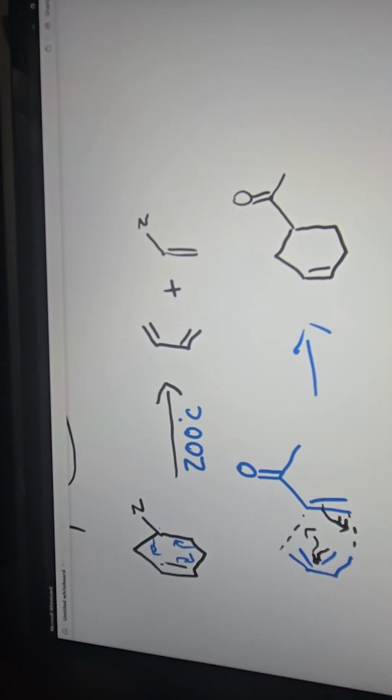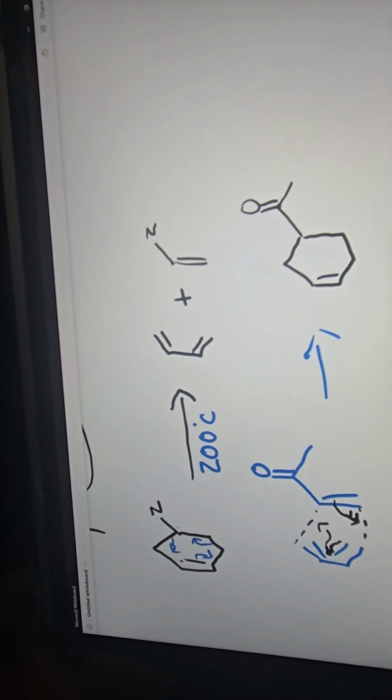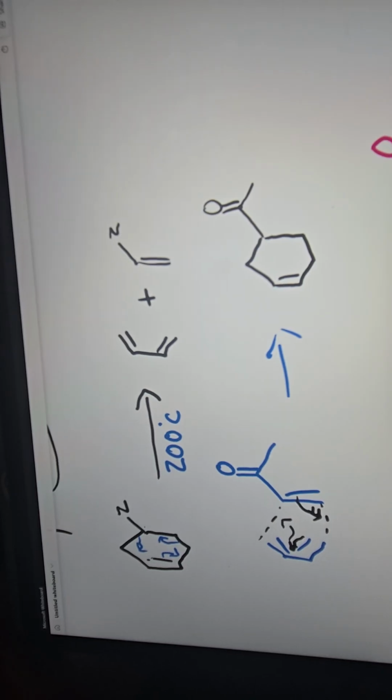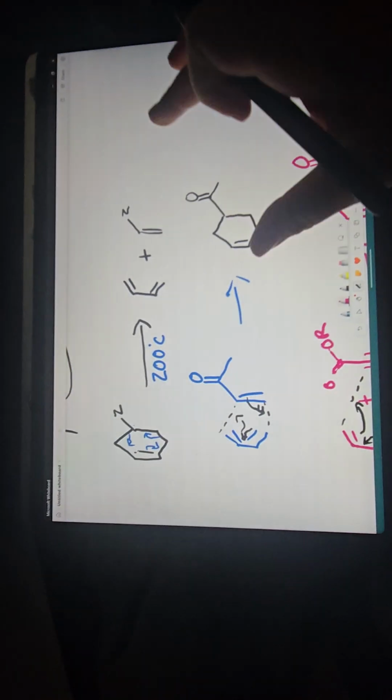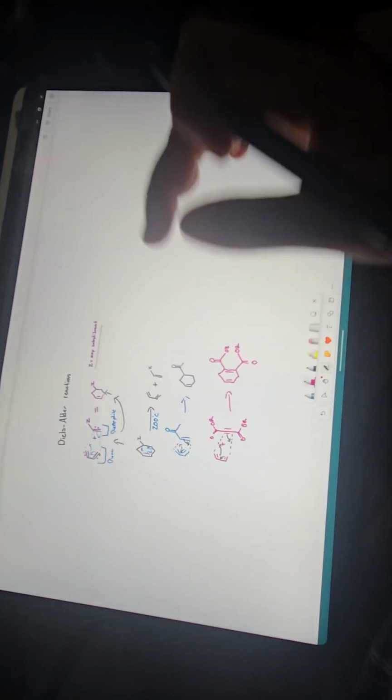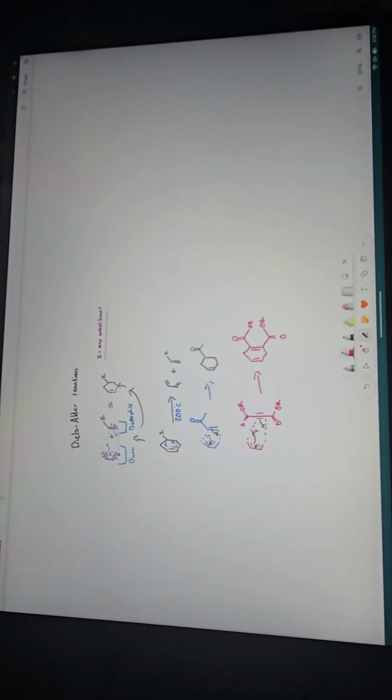But yeah, that's the base of a Diels-Alder reaction. Things can get more complicated, and there are other rules that can occur that can cause more complicated things to happen. But in general, that's what happens.